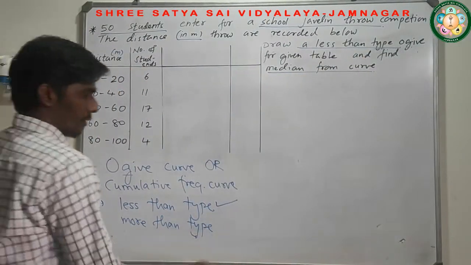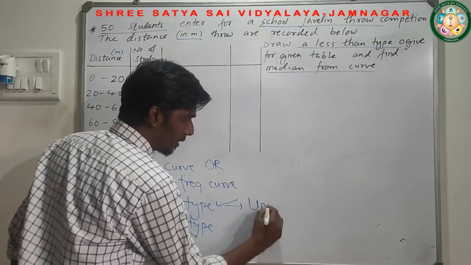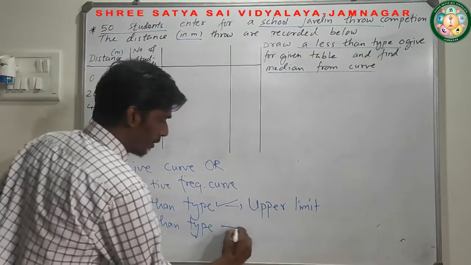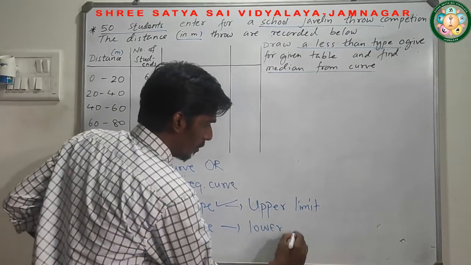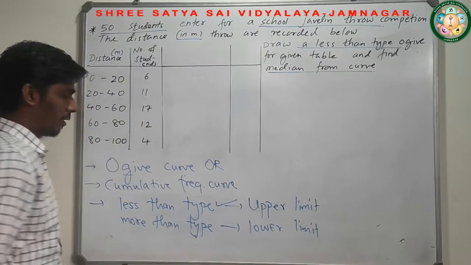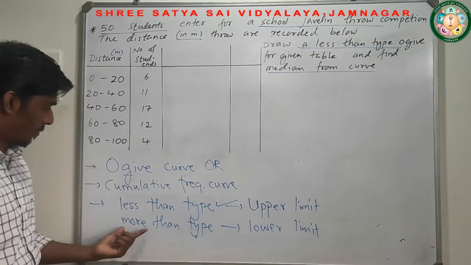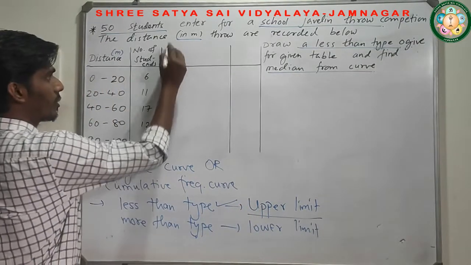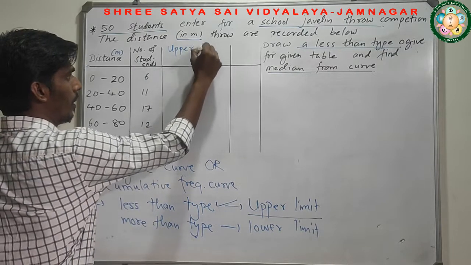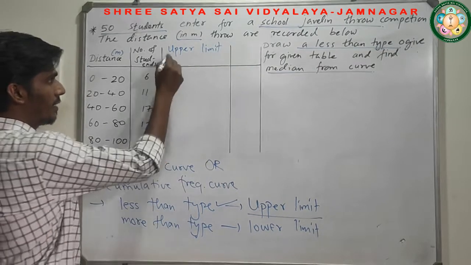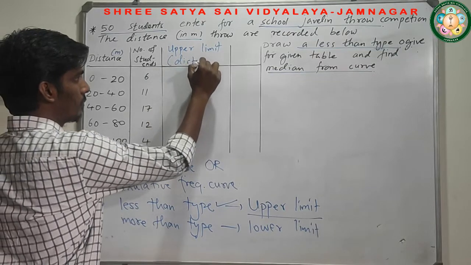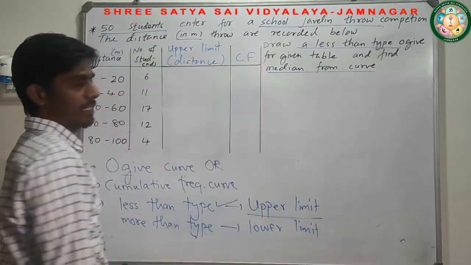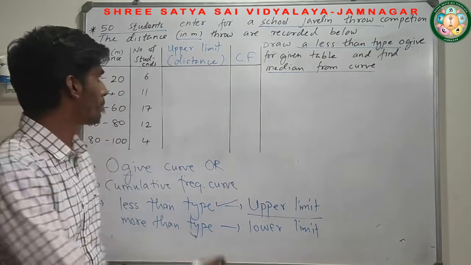In less than type curve, first of all, just remember this thing. We have to always take the upper limit. And while in more than type, we are going to use the lower limit. It means exactly opposite. In less than we are taking upper limit, and in more than we are taking lower limit. So as I have written here lower limit, in this first column I am going to write here upper limit, and this is also the distance. Now here we have to write CF. CF means cumulative frequency.